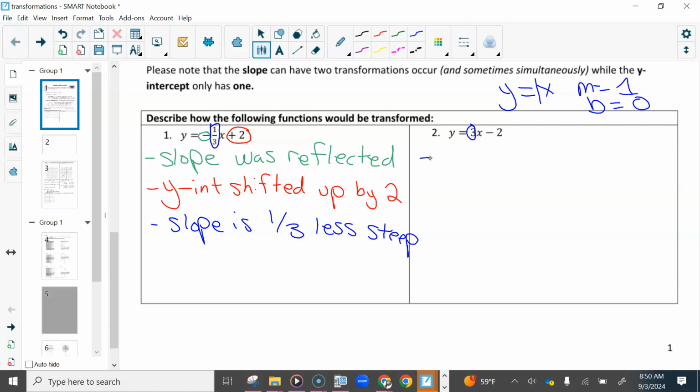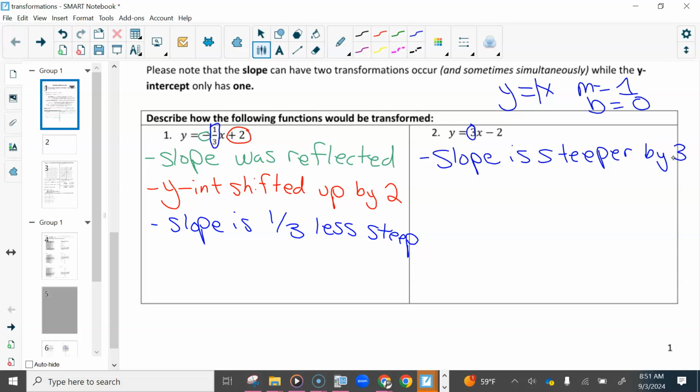What is that? 3. So shifts are for y-intercept only. Robert? So vertical translations and shifts are for y-intercepts only. So it is a dilation. Which type is it? Is it steepness? Is it steeper or less steep? Steeper because it's 3. Yes. So I can say slope is steeper by 3.